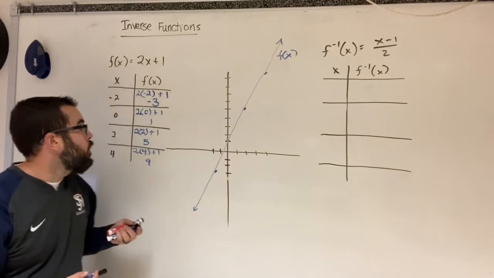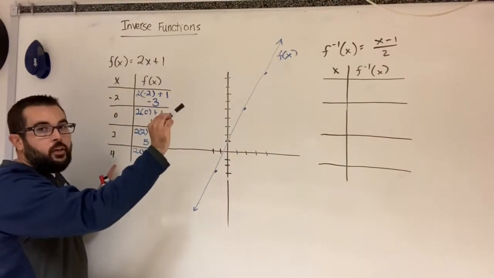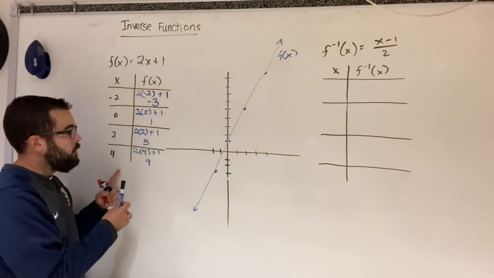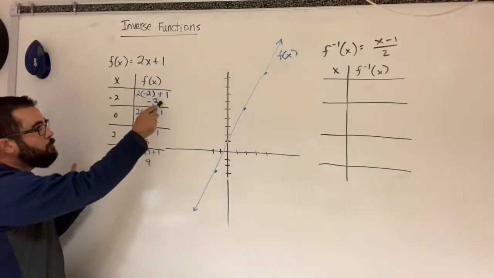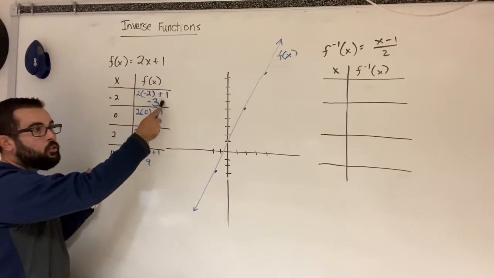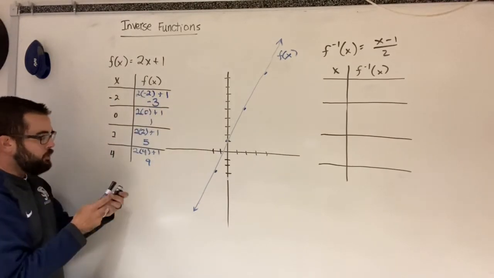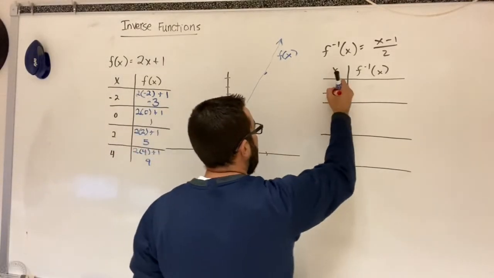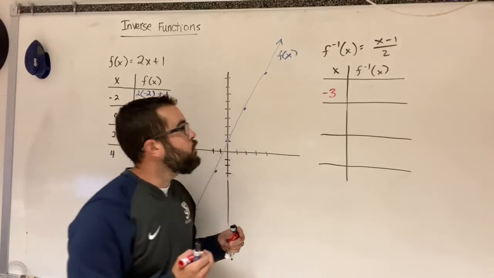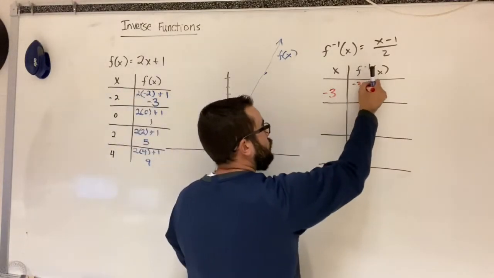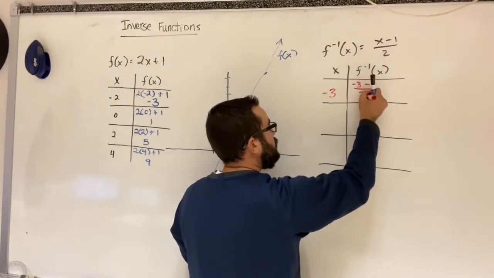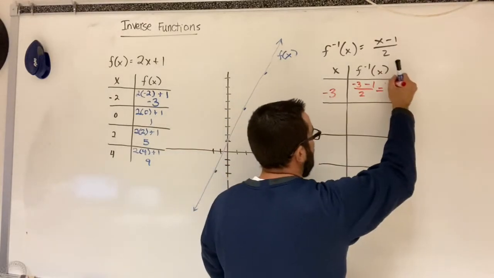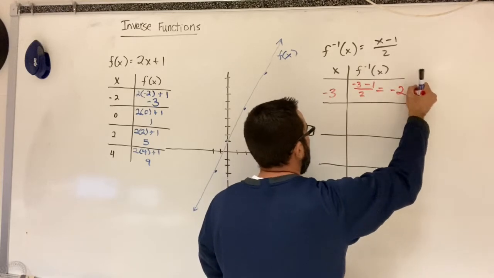All right, now, if the inverse function does what I say it did on the previous board, what should happen is if I plug in -3 to the inverse, the output should be -2. Let's see if that happens, and I'll do this in red. So -3, I'm going to input into this function. So I'm going to have -3 minus 1 divided by 2. And that is equal to -4 divided by 2, which is -2.